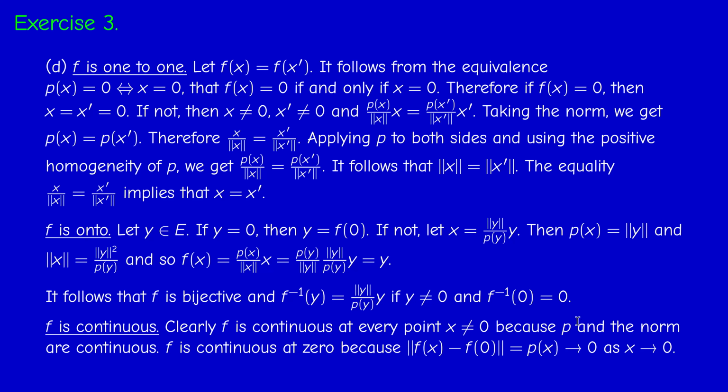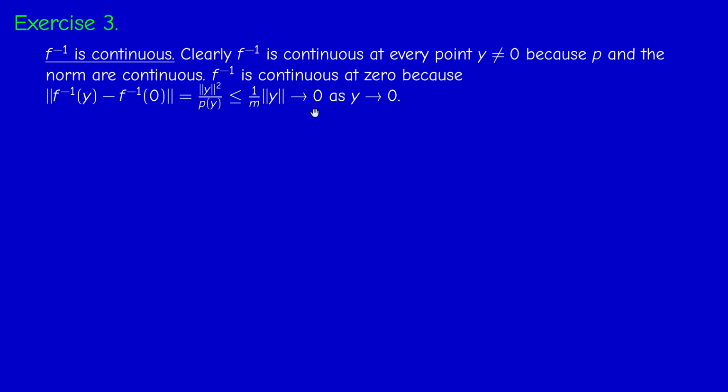Or just the one side is enough, because p of x is less than m times the norm of x. So as x tends to 0, p of x tends to 0. So this proves continuity at 0. And we do similarly for the continuity of f minus 1. At every point different from 0, it's continuous because it's the composition of continuous functions. And we use the reverse inequality to prove continuity of f minus 1 at 0.